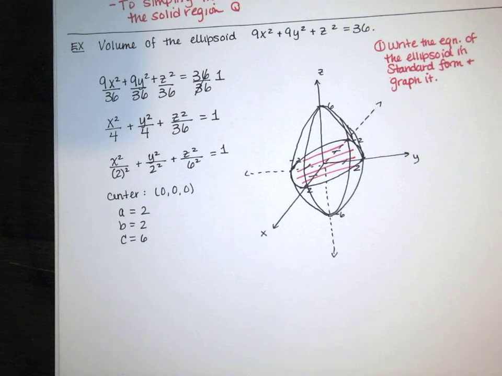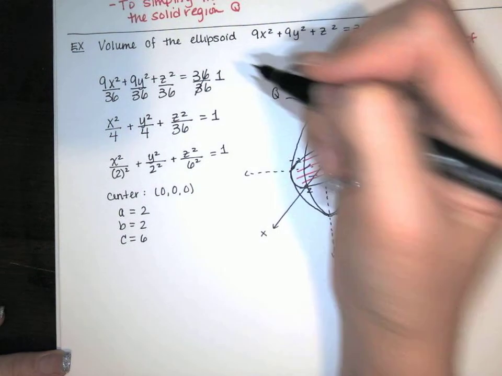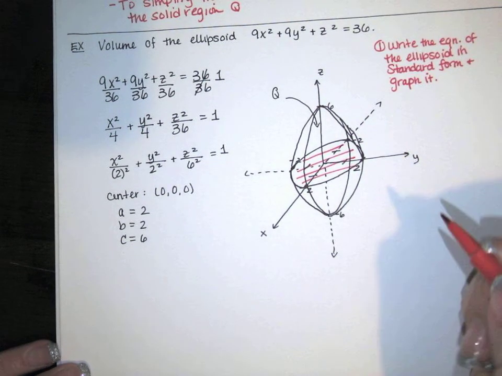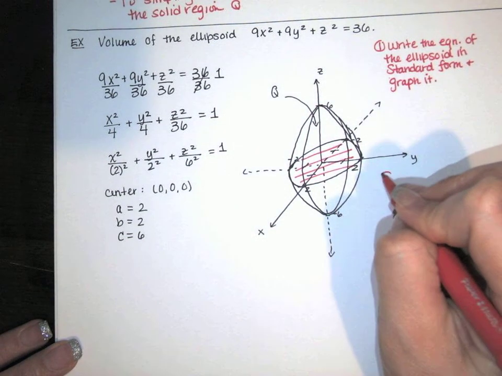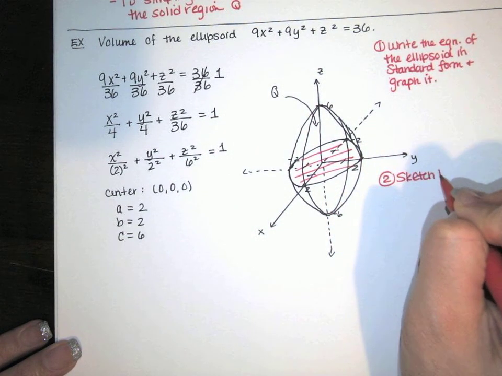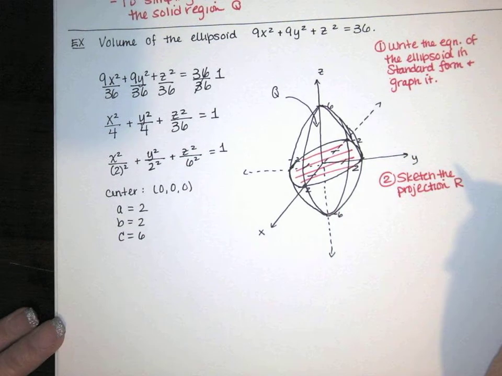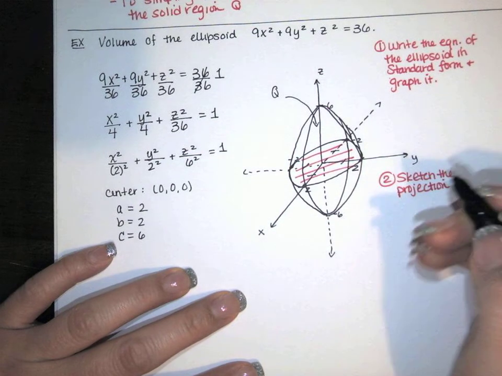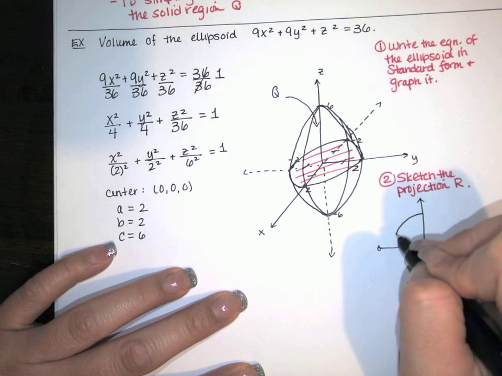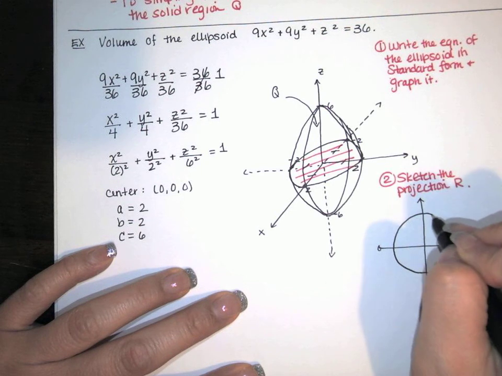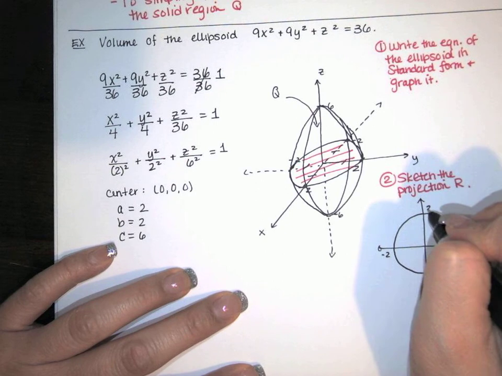So we sketched our solid. Q is the interior of that egg shape. And now we want to sketch the region R. Now I notice that my region R is a circle.